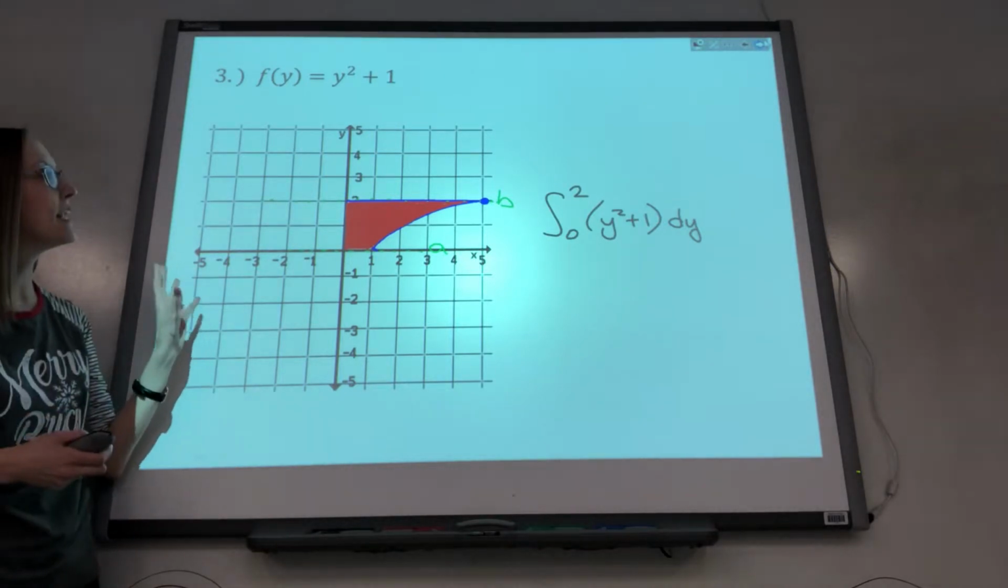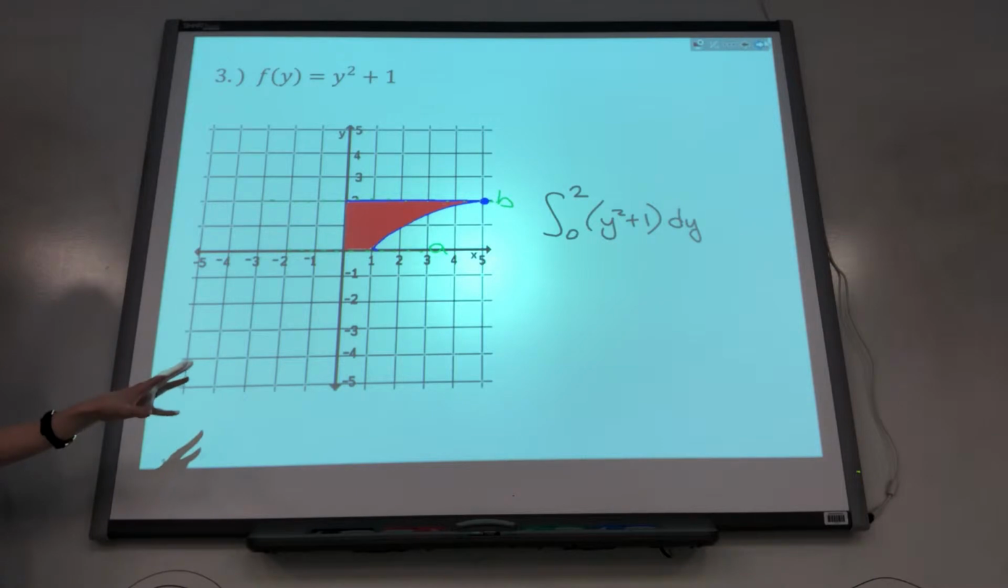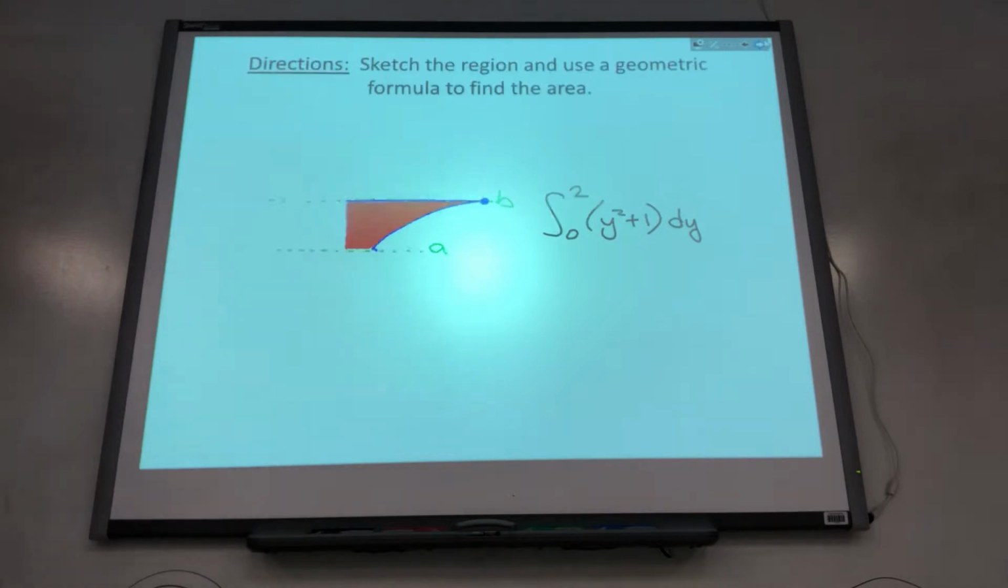Okie doke. Any questions about those? All right, there's only, I think, a few more examples, but we're actually going to be finding the area now. We're kind of working backwards, actually, for the first part of this.